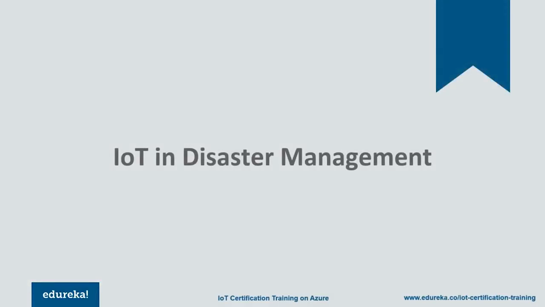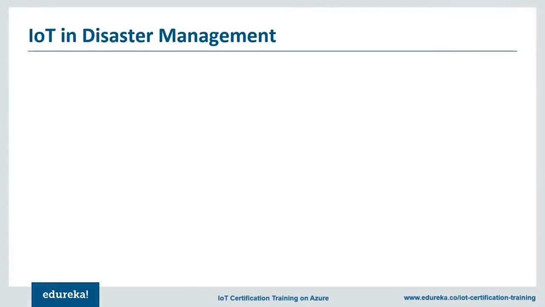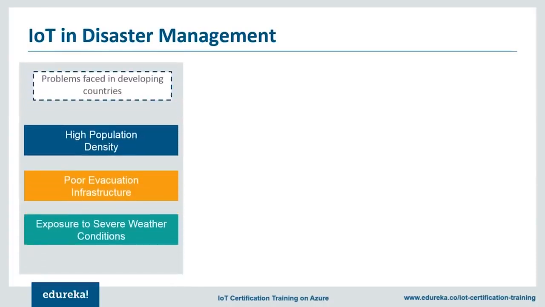That is disaster management. Now, the IoT cannot stop disasters from happening, but it surely can help in preparedness and resilience during one. Due to high population density, poor evacuation infrastructure, and exposure to severe weather events, developing countries are more exposed to the risks of natural disasters and often have limited means to sustain the effects.